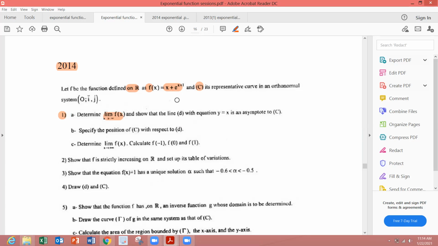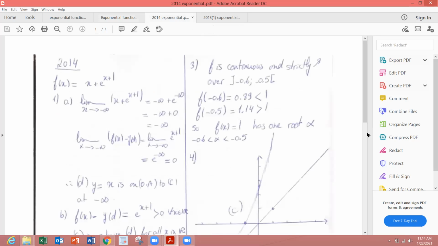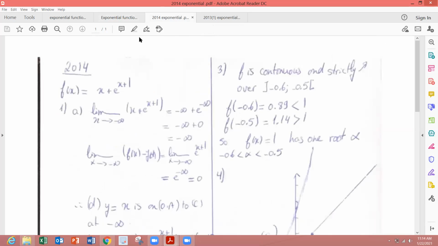How much did you get at minus infinity? Minus infinity. Why minus infinity? Because e to the power minus infinity is 0. So the limit as x tends to minus infinity of f(x): we replace each x by minus infinity. It becomes minus infinity plus e to the power minus infinity, which is minus infinity plus 0 equals minus infinity.